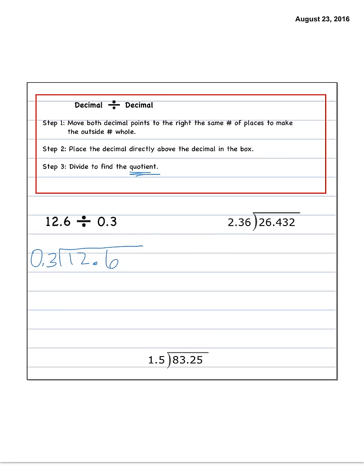Now, what we do here, step 1 says to move the decimal to the right the same number of places to make the outside number whole. So with this outside number, we move the decimal point 1 to the right. So on the inside bracket, we move the decimal 1 to the right. And then place the decimal directly above it. And now we divide like normal.